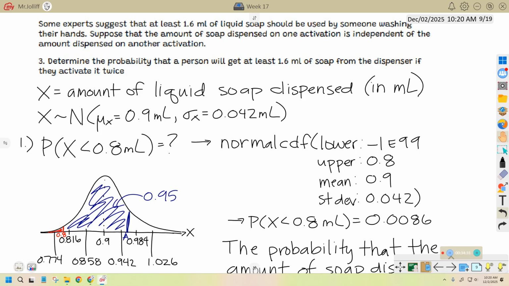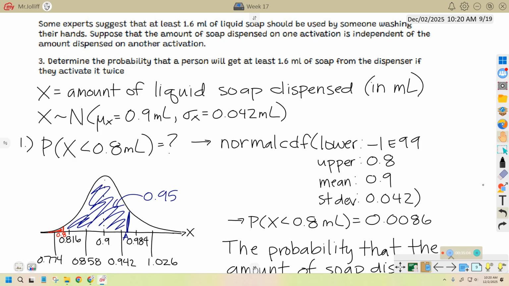So I want the probability I get at least 1.6 milliliters of soap if I activate it twice. What am I doing to my random variable? Multiplying by 2. Yeah, I'm doubling it. First dispenser, second dispenser. I'm doubling it. So 2 times x. So I am not looking at the random variable x. I am looking at the random variable 2x.